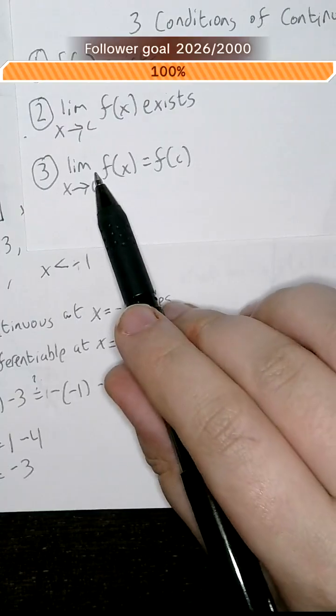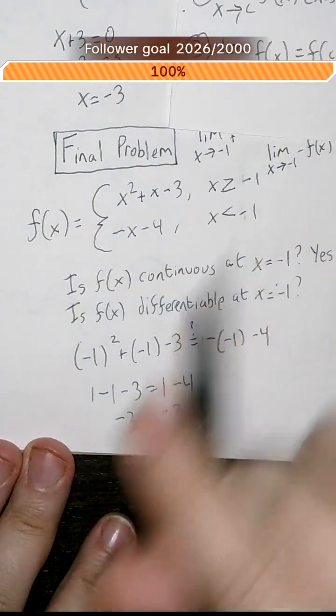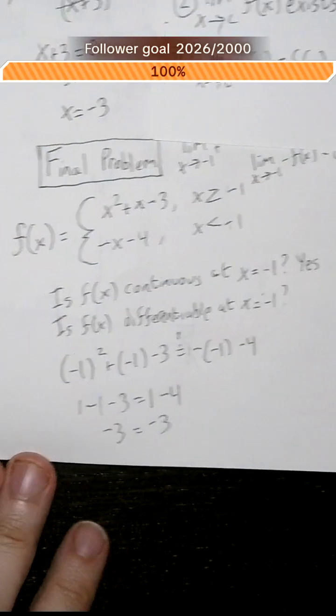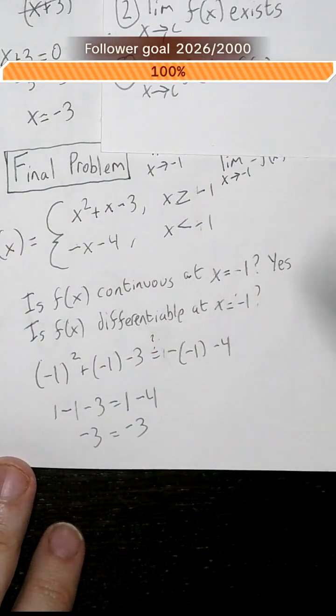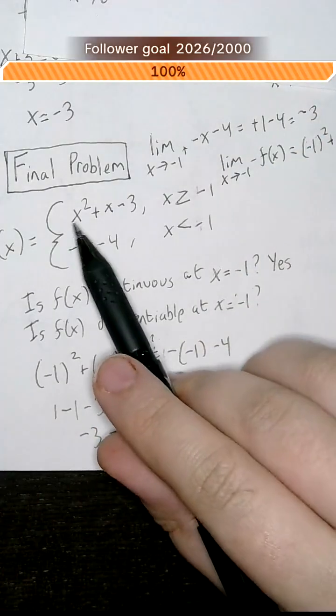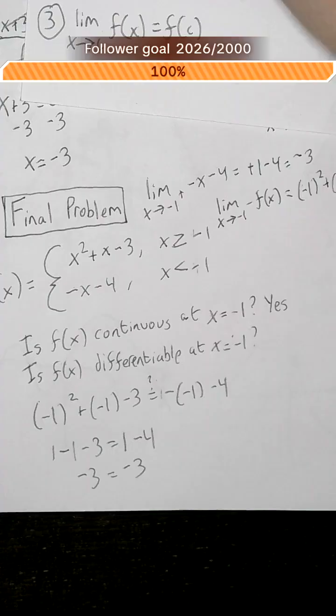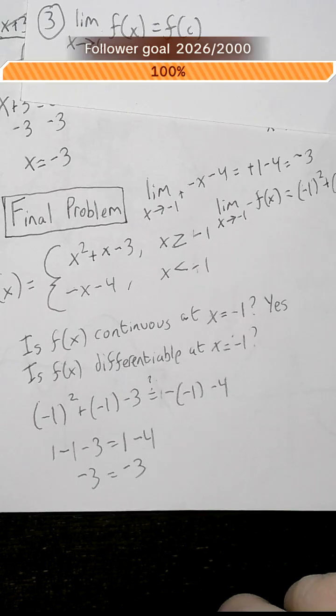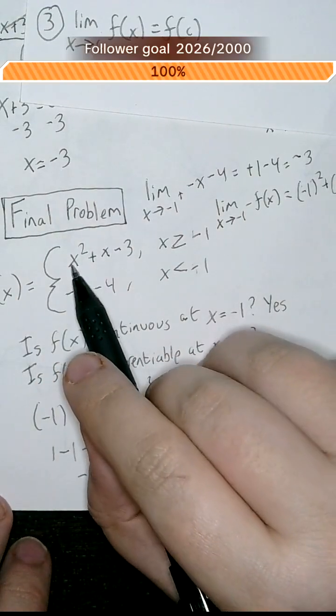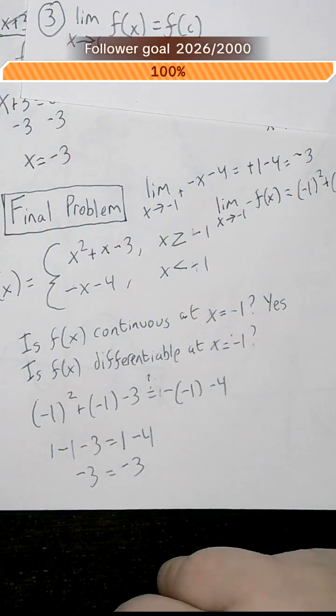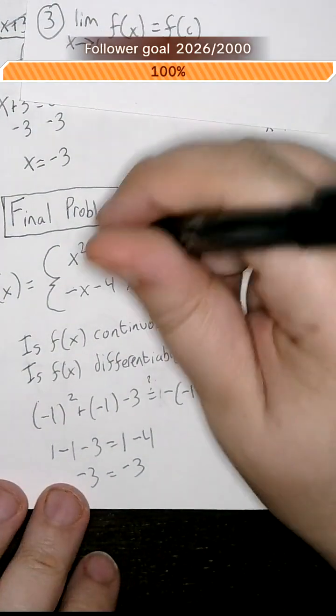And 3, does the limit equal the actual value? Well, that's what we tested here. So yes, it is continuous. Now, to test for differentiability, I'm going to take the derivative of both pieces of my function, and I'm going to run the continuity test on it. So what I'm going to do is take the derivative of x squared plus x minus 3. What would the derivative of that be?